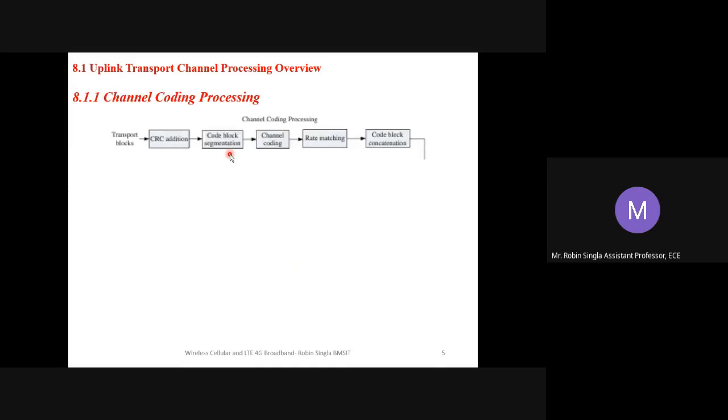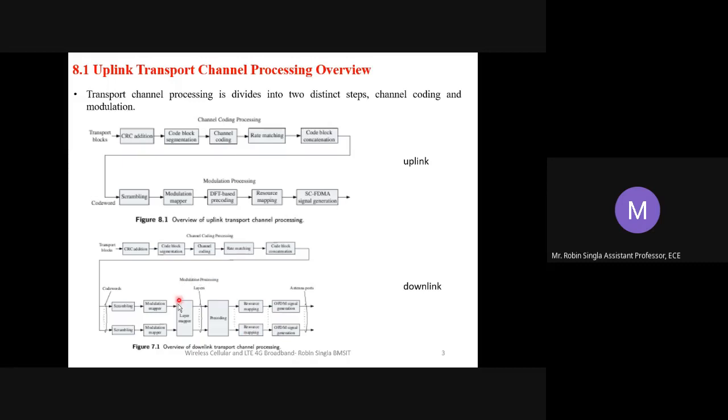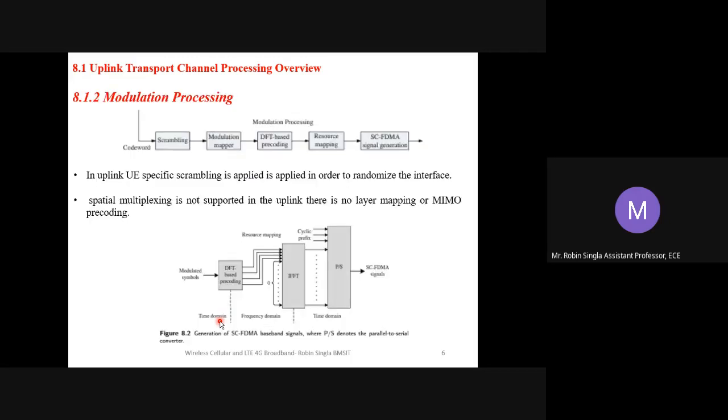You just go back and see it. Imagine it's layer mapping and MIMO precoding. This is not here in uplink because it doesn't support spatial multiplexing. The main difference from the downlink comes from the nature of SC-FDMA based transmission, which is different from OFDMA based transmission that is used in the downlink. And the generation of SC-FDMA based signal is explained in this figure.